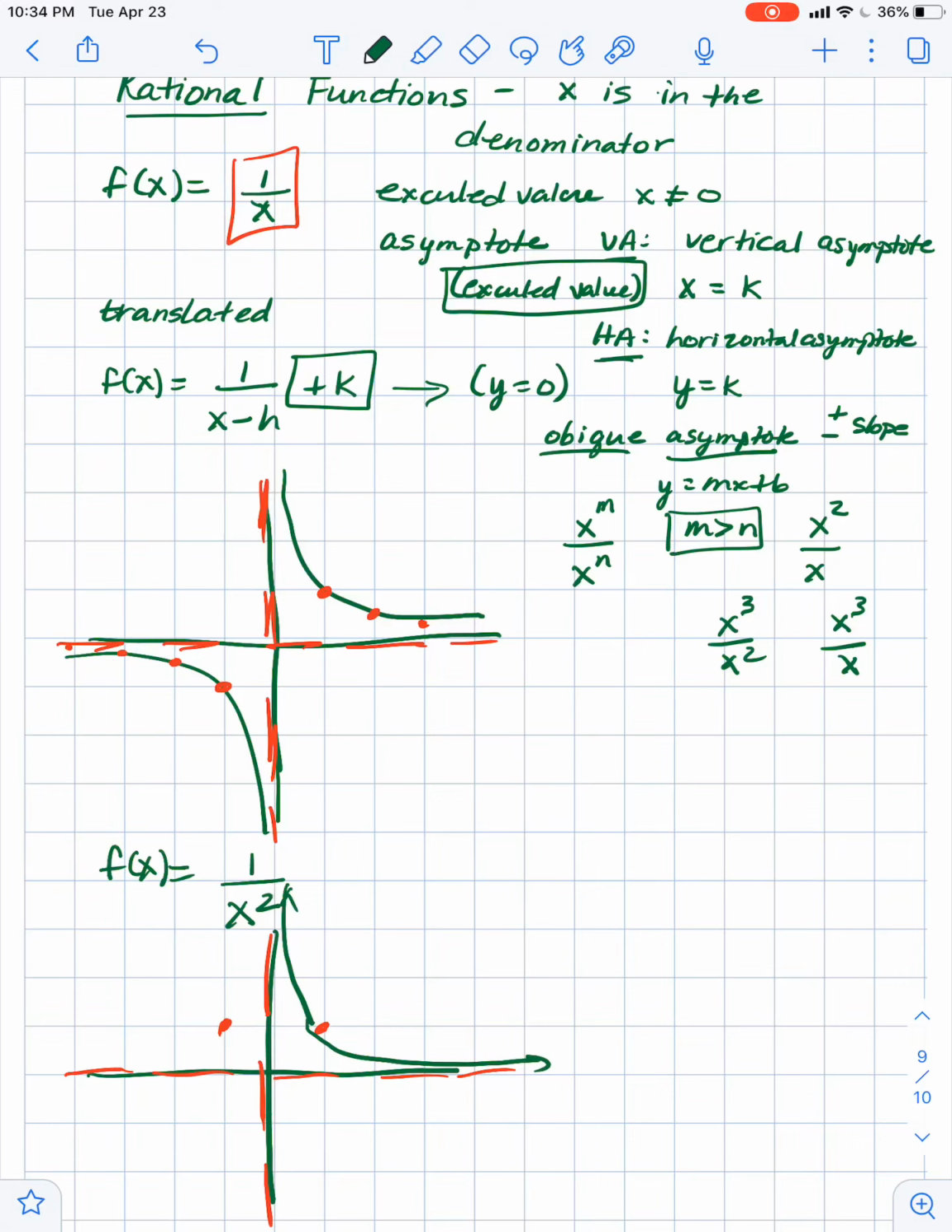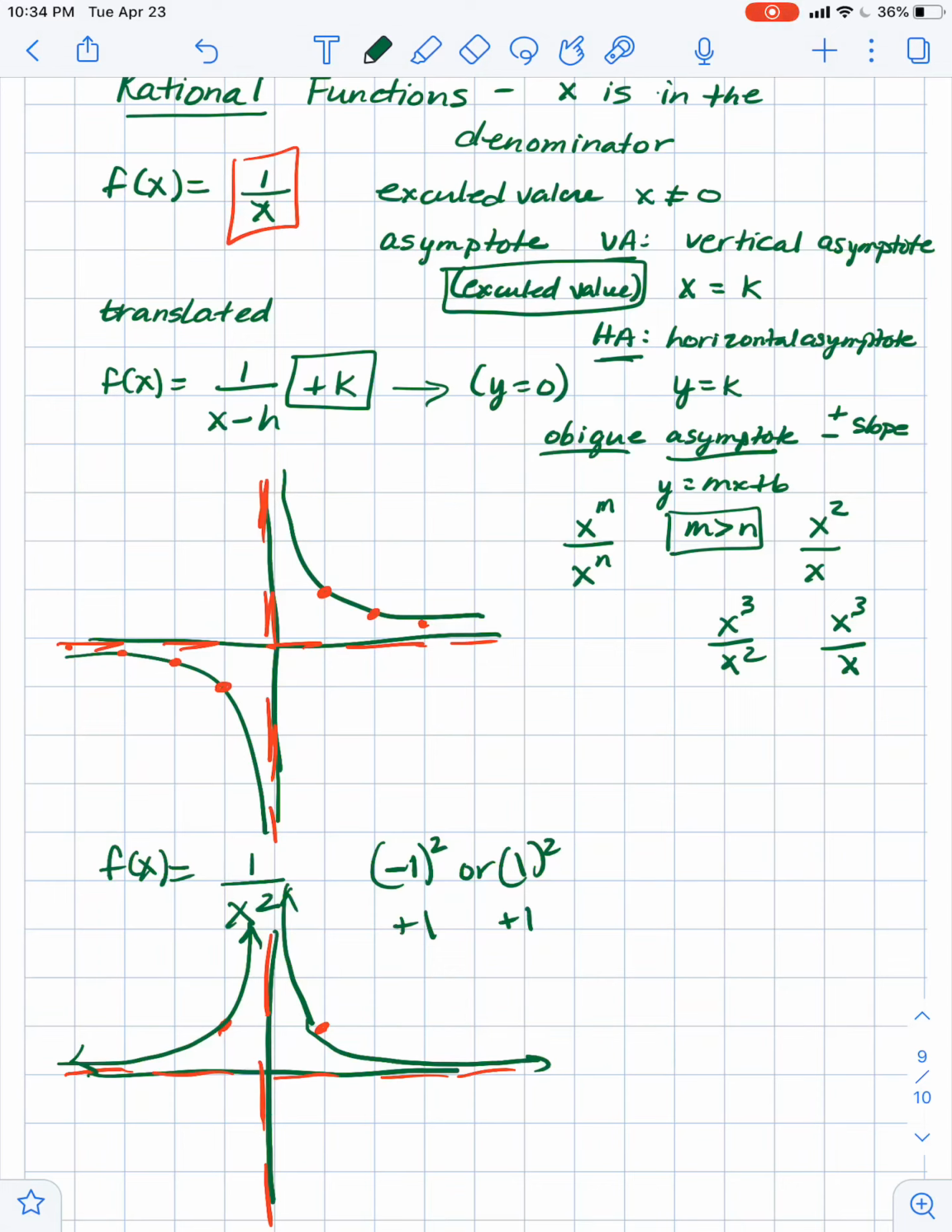So now it's going to look like this. Again, that has to do with the fact that whether I take a negative and square it, or a positive and square it, I'm going to get a positive in both cases. So it's going to be up.